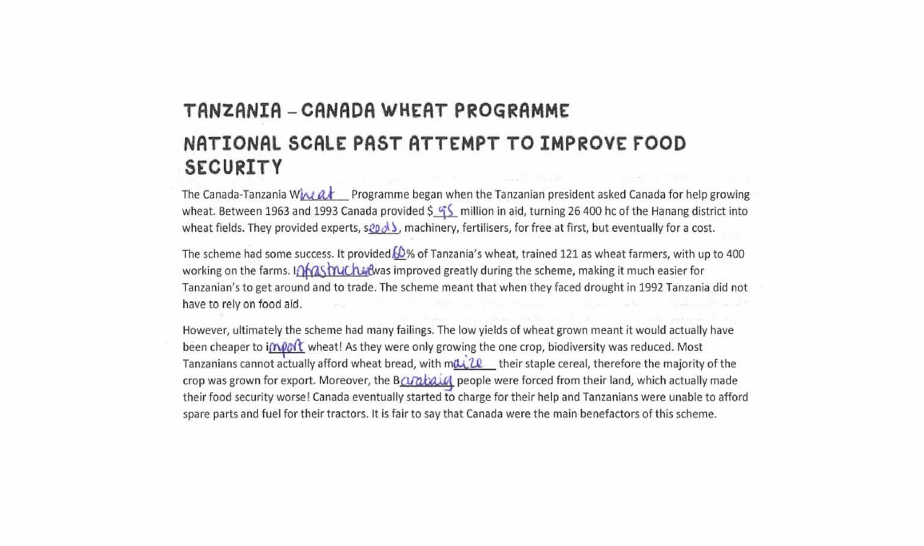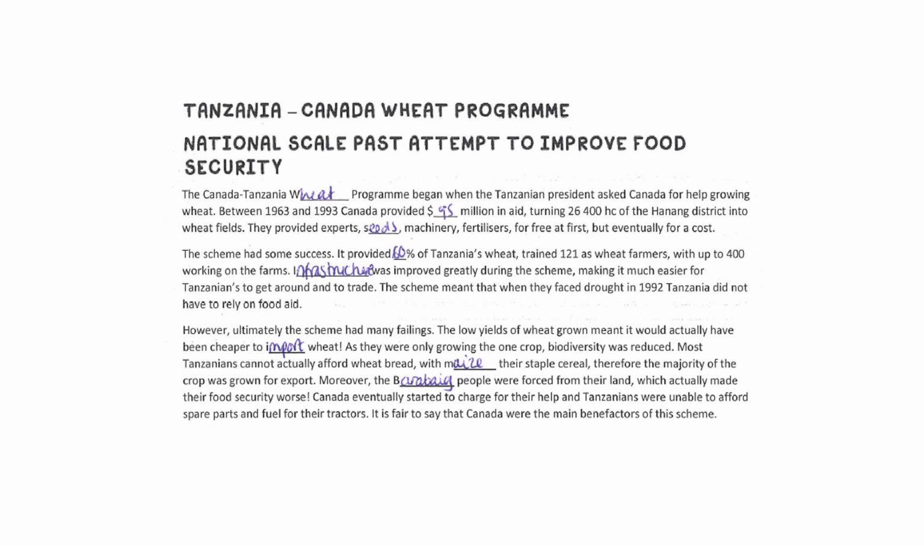The low yields of wheat actually meant it would have been cheaper to import wheat. And as they were only growing the one crop, biodiversity reduced. Most Tanzanians can't actually afford wheat bread. They prefer maize as their staple cereal. So the majority of the crop was actually grown for export, not for the local people. And perhaps more importantly, the Barabaig people were forced from their land, which actually made their food security worse.